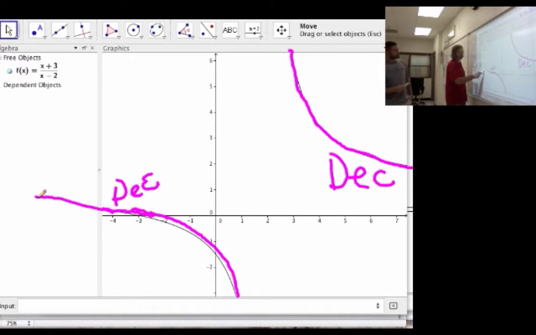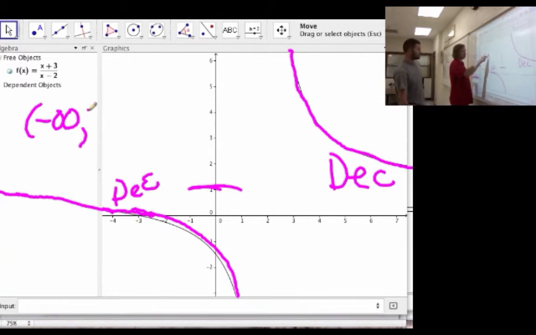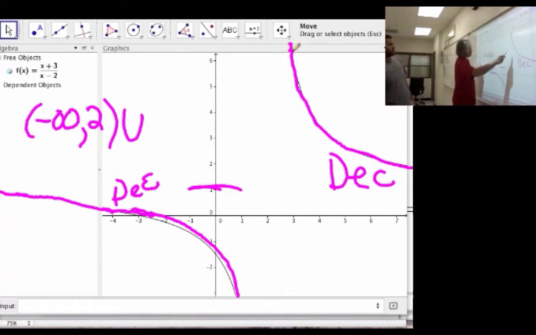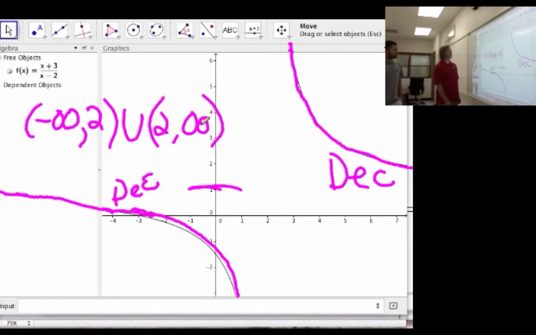So what number is way, way out here, Mr. Creswell? What's way out here on the x-axis? Negative infinity. Okay. And then what number does it get really close to on the x-axis before it jumps? It looks like 2. Thank you. And then it jumps over 2, correct? And then starts again? Yep. And then it goes until? Positive infinity. So that would be the domain on that thing.